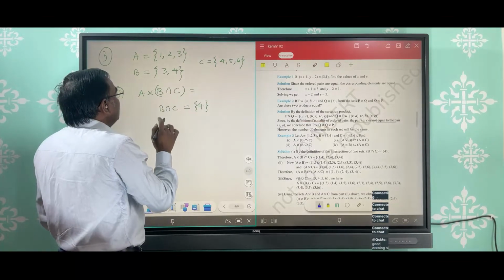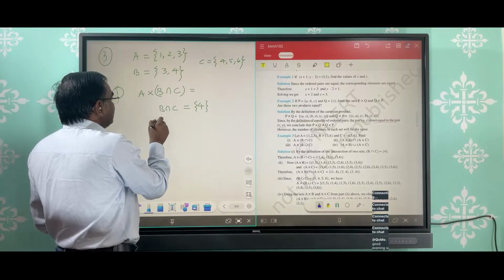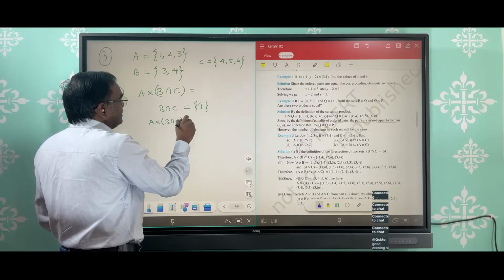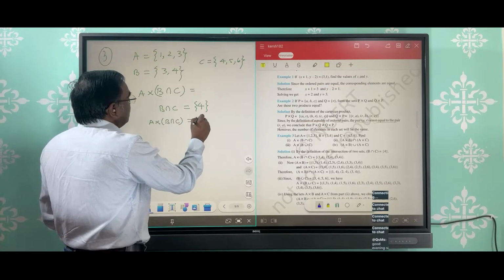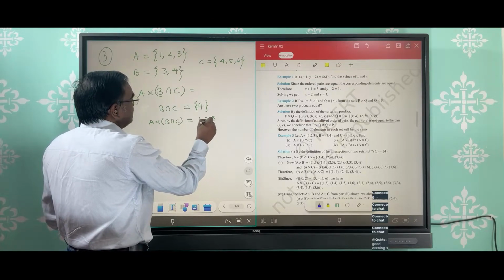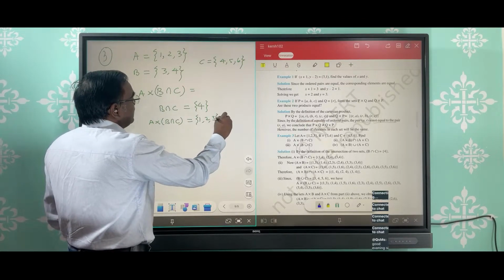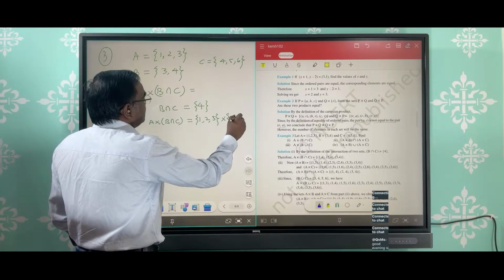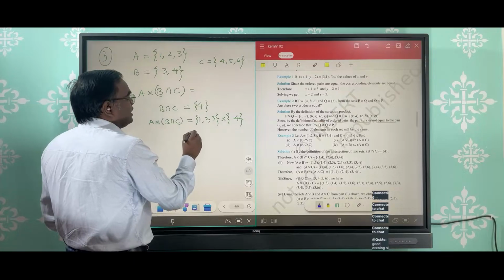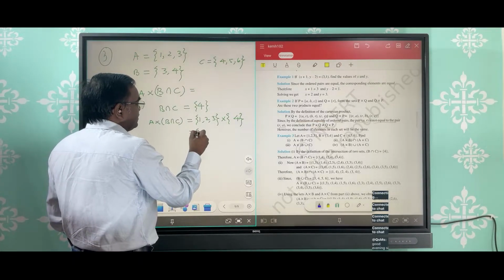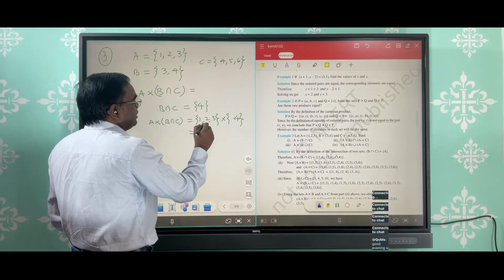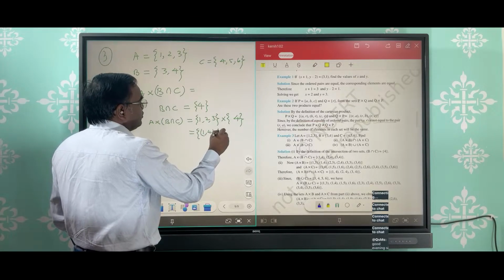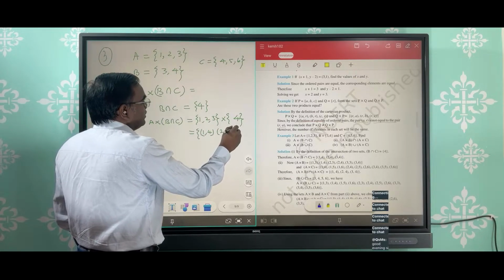Now you can find A cross B intersection C easily. A is 1, 2, 3 and B intersection C is 4. So you can have the ordered pair set, that is: (1, 4), (2, 4), (3, 4).